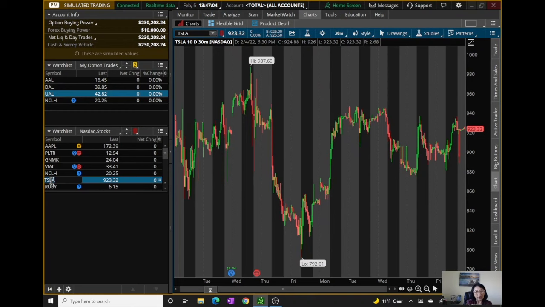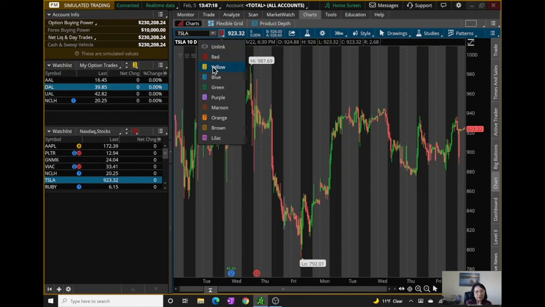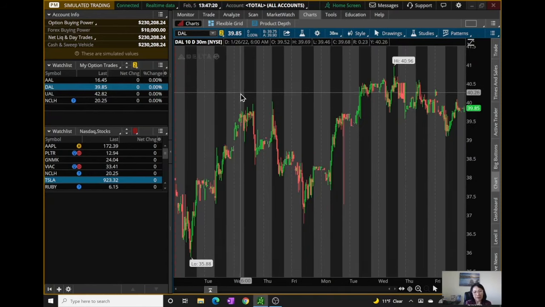Now Tesla there. Again, this is kind of in the middle too. So I don't really like this. Let's look at Delta. See what Delta looks like. Again, I'm going to change this to yellow so you pull it right up.